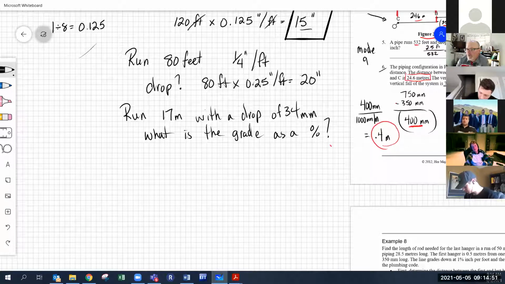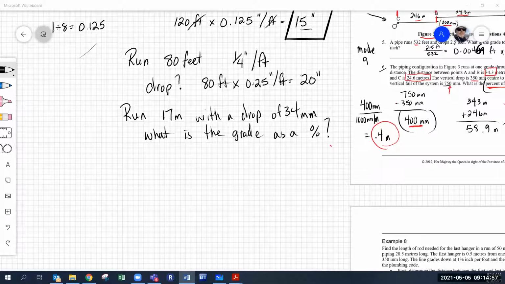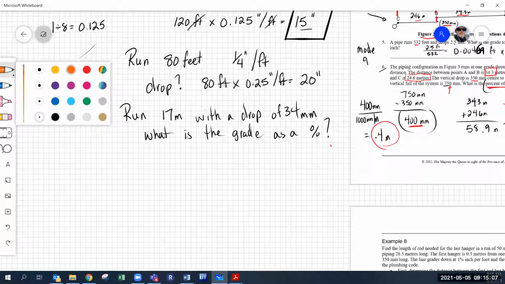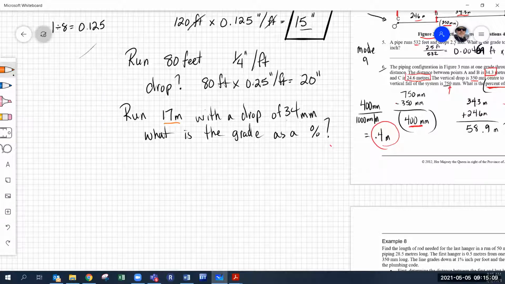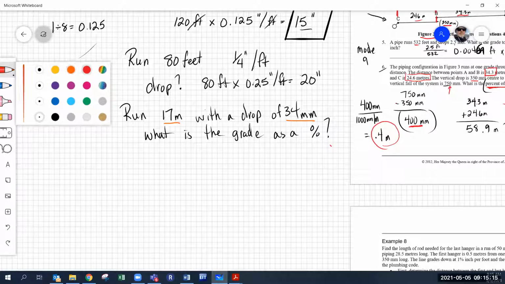2%? No, it's close. 0.2%. So in this question, we are having two dissimilar increments of measure. So it says take your drop and divide it by your run to get your grade.